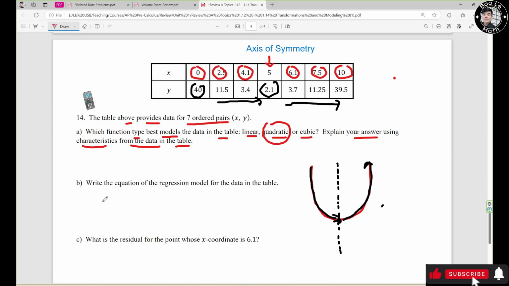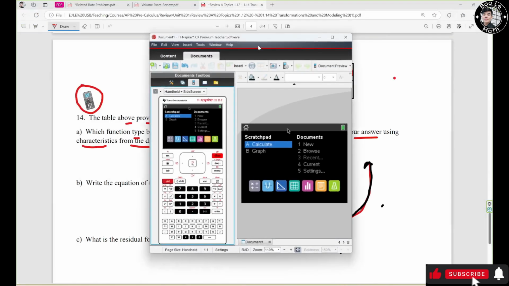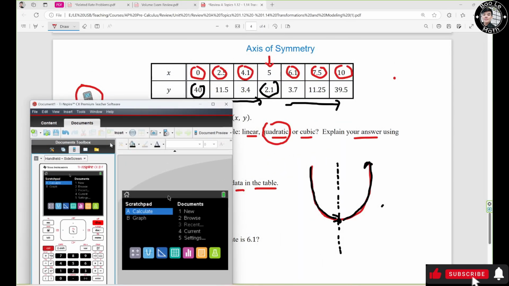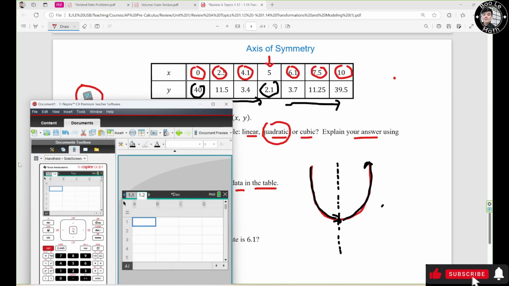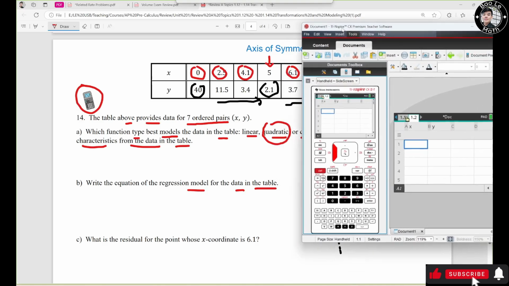Now let's move on to question B. Write the equation of the regression model for the data in the table. Alright, so we're going to use the calculator because this question requires us to use the calculator, right? So I'm going to use the TI-Nspire calculator first. This is the home screen of the TI-Nspire calculator. Now you need to hit spreadsheet right here, this table right here. Now you need to name the columns, right? For the second column right here, I name it Y.